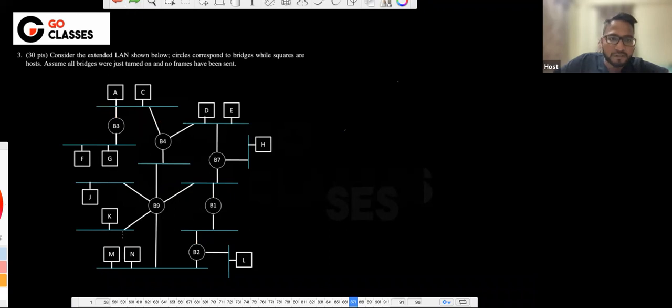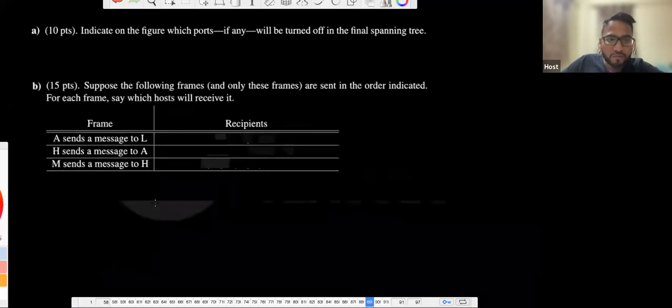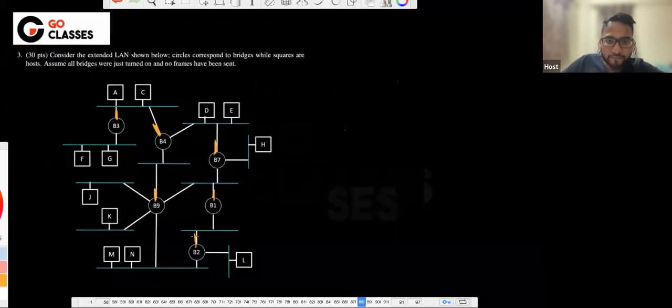Just a second, let me copy this so that the diagram doesn't look very bad after the annotation. So I have just copied it. Now A is here, it will forward. So for this, for this, for this, suppose this is the case, right? Now when H is sending to A, where is H?